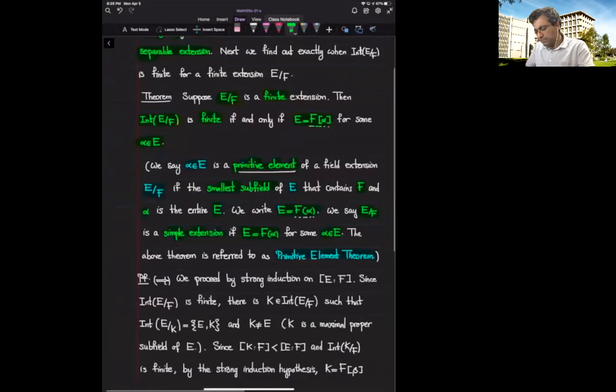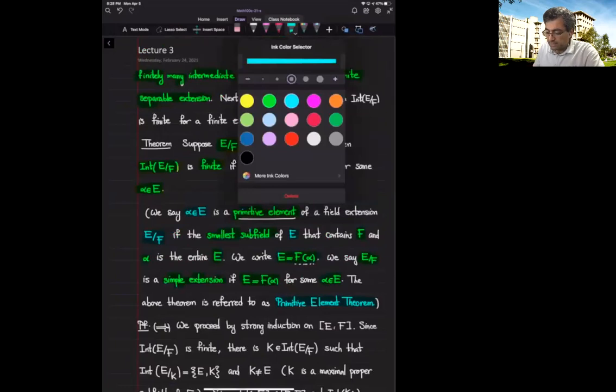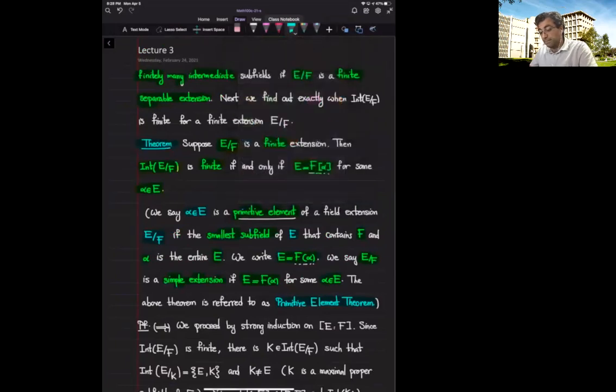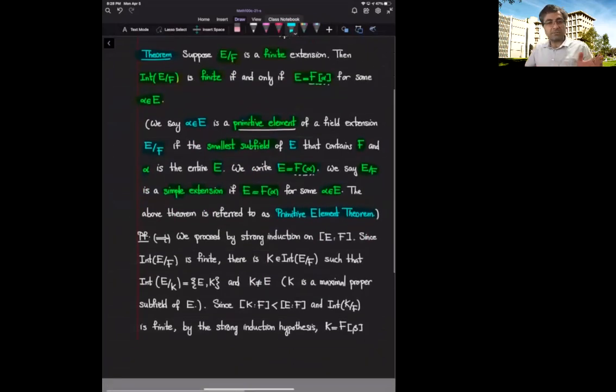And we often refer to this theorem over here as the primitive element theorem. Okay, so let's go to the proof of this result. This is an if and only if statement. Let's start by going from left to right. So I'm going to assume that there are only finitely many intermediate subfields in the field extension E over F, and I want to show then E is generated by F and some element alpha.